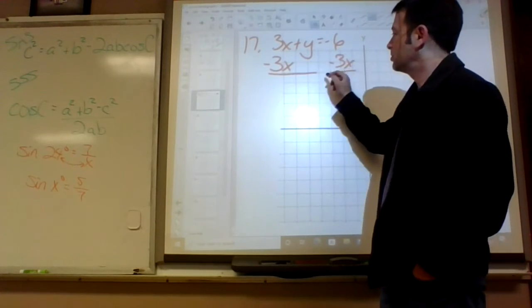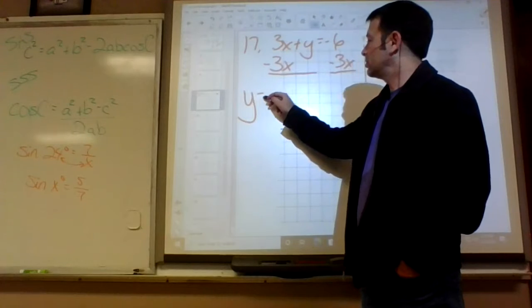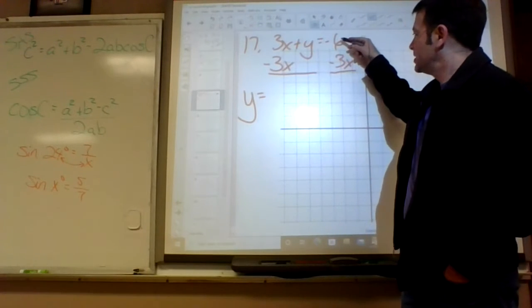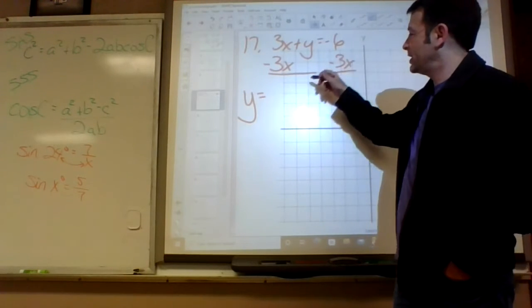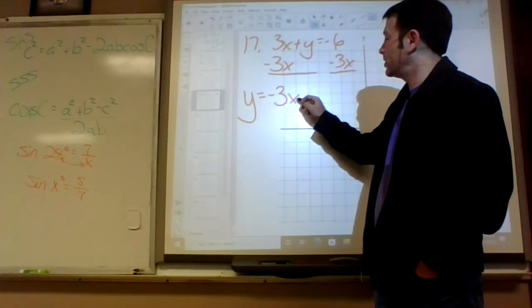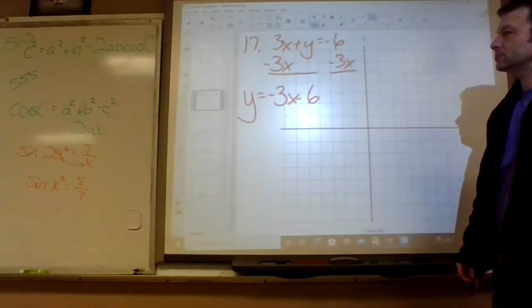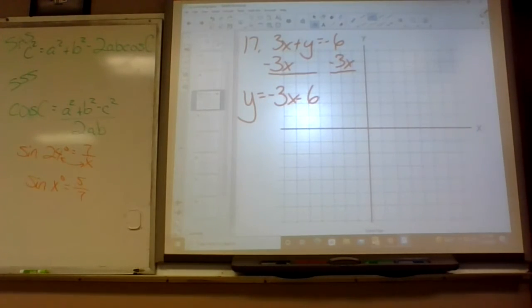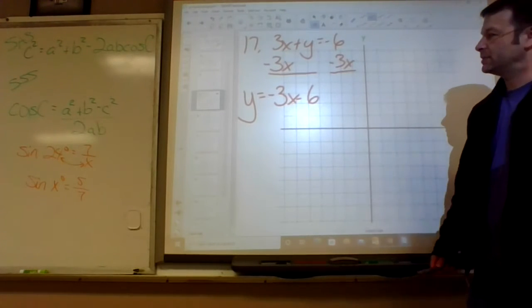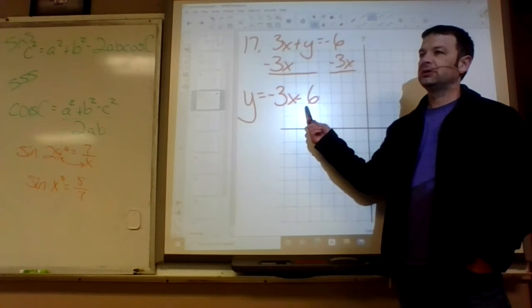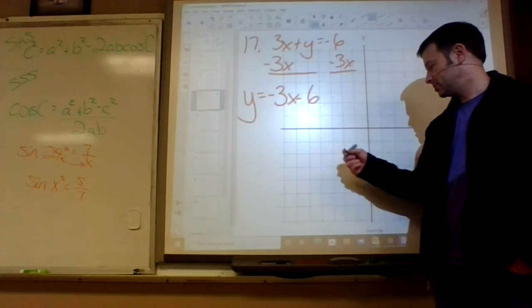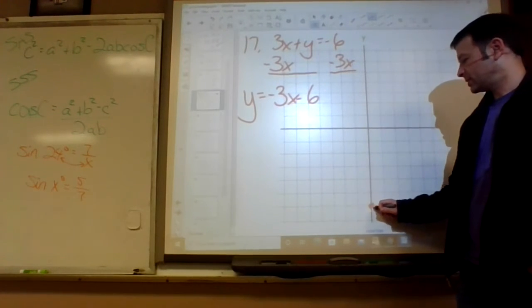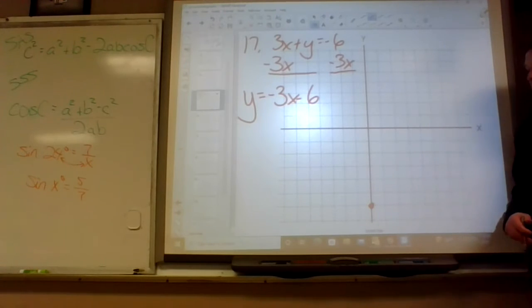Do you have to write this down, or do you just want the graph? No, that's fine, you can just do that on this one. So I'm going to put negative 3x in front of the minus 6. It's already in slope-intercept form, right? So where do I start on the graph? Negative 6. Down 6. That's the y-intercept, 0, negative 6.